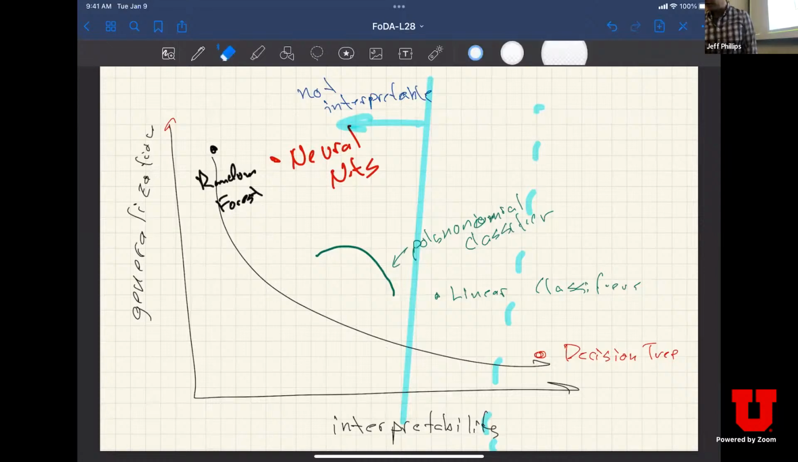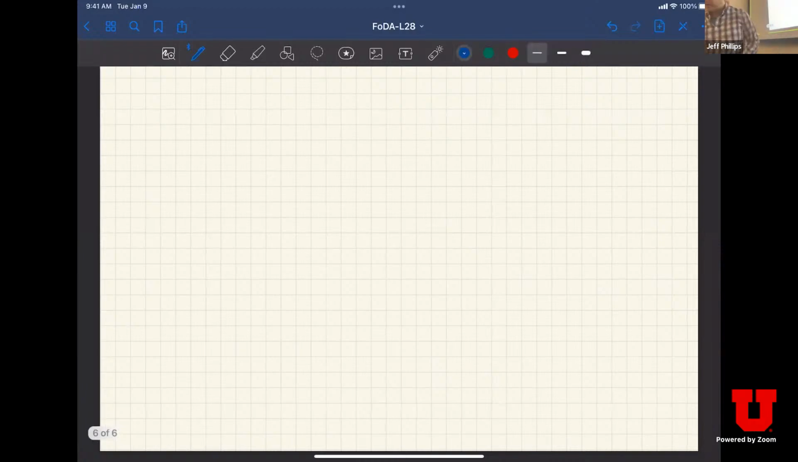Okay, so let's get to neural nets. Oh, I did not leave myself a lot of time here.